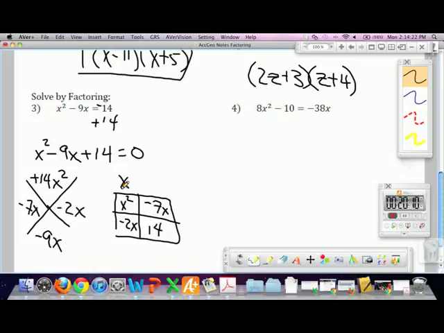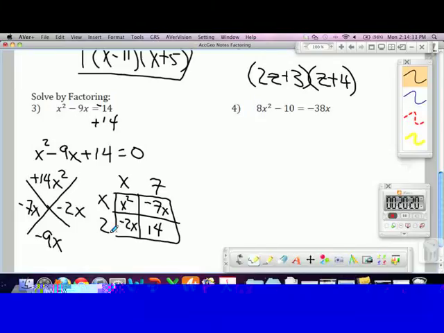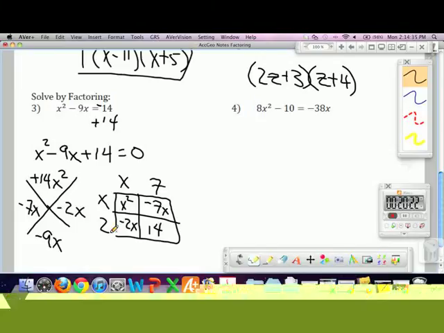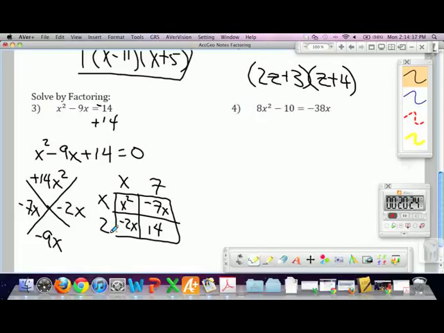Unfortunately, we have to go back and check our answers. We check them because this is the answer to a multiply problem, multiplying down and across. So we'll check our answers just to be sure. X times x is x squared. X times 7, the way it's written here, should be positive 7x. But in the box, the answer needs to be negative 7x.